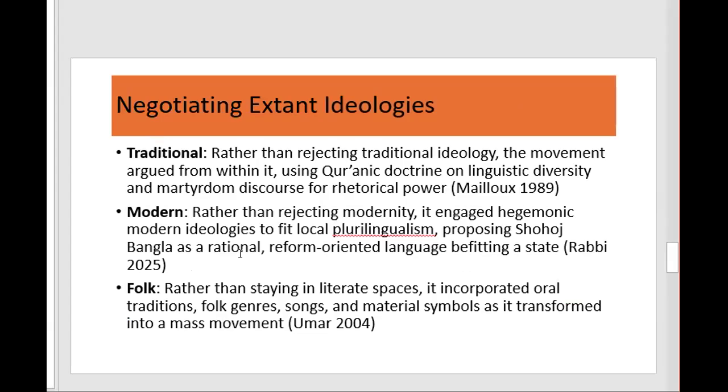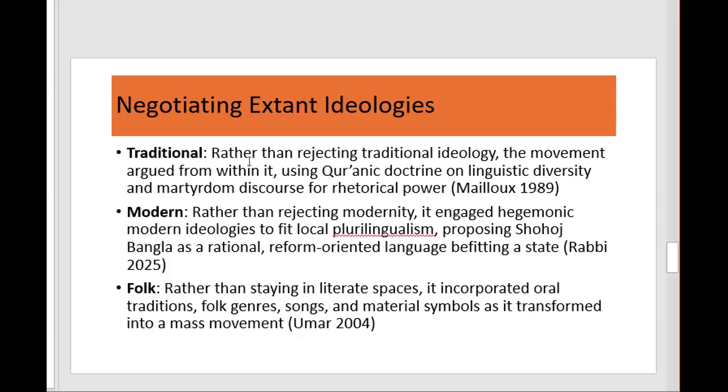So in the book, I talk about how, when people are negotiating these things in the traditional sense, rather than reject the traditional ideology of Islam as the governing structure, the movement argued within it. That is, it used the Quranic doctrine of linguistic diversity. That is, linguistic pluralism is in the Quran. There is a famous ayat in the Quran that says linguistic difference is a marker of God's will, and that is part of how creation is made.